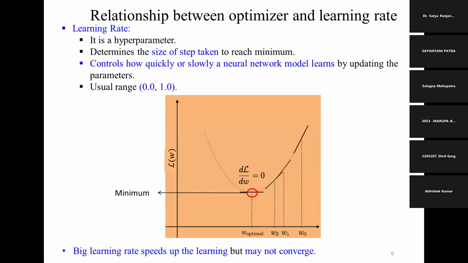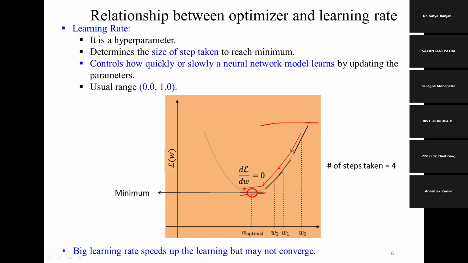Let me give an example. Always our aim is to reach this minimum here, and this is our maximum. Here our loss or error is very high. From high to low, how many steps do we need to take to reach the minimum? That one we generally call the learning rate: the number of steps taken here, like 1, 2, 3, 4, to reach the minimum.